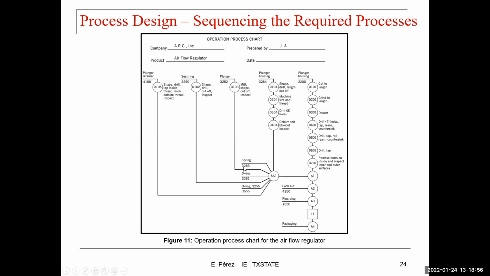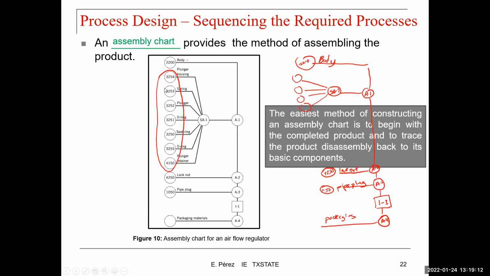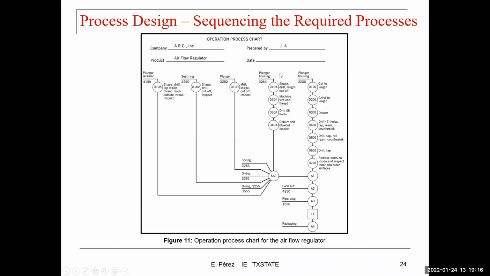And it looks like these, 3253, 3251, and 3555, are pieces that we are purchasing. So we don't have to perform these operations. So we do the sub-assembly. All the information about this group right here is now also here, but it's giving you additional information about operations that are needed.